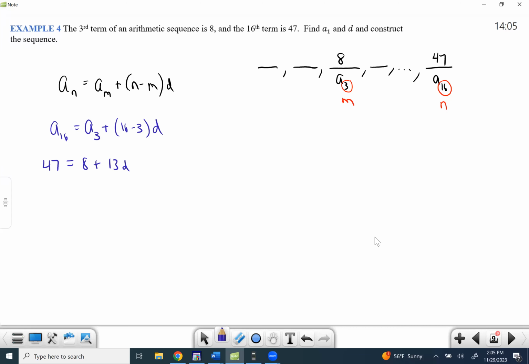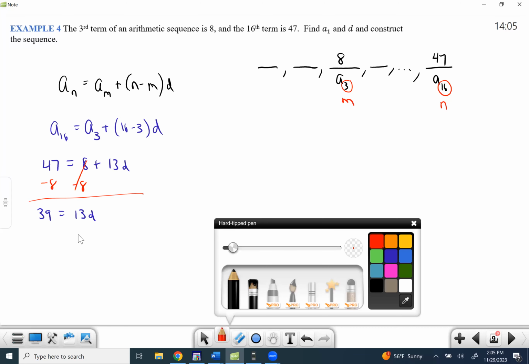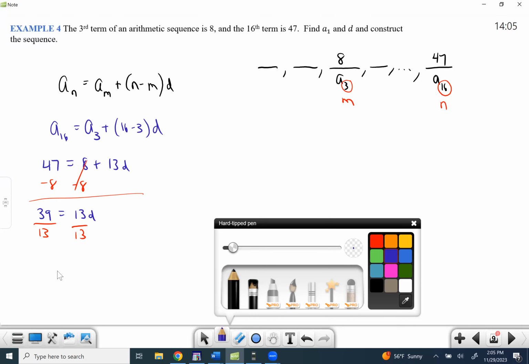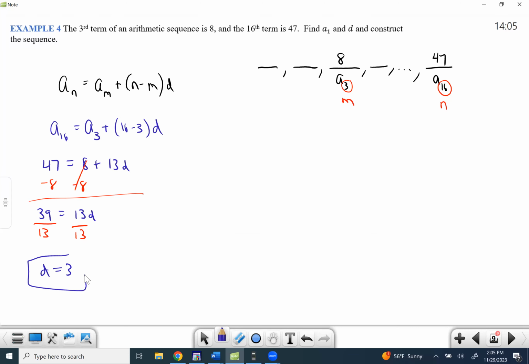So we'll go ahead and take away 8. 47 minus 8 is 39. So we'll just divide by 13 to get that d equals 3. So we have the common difference, okay? And now they want us to find the first term.